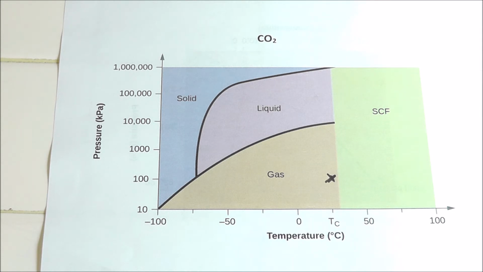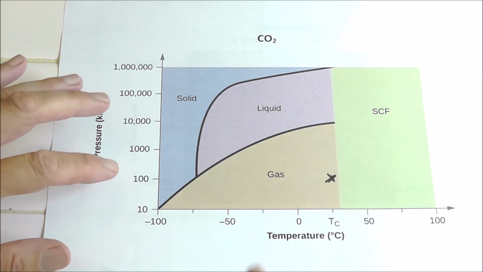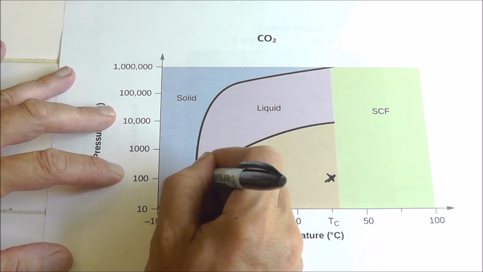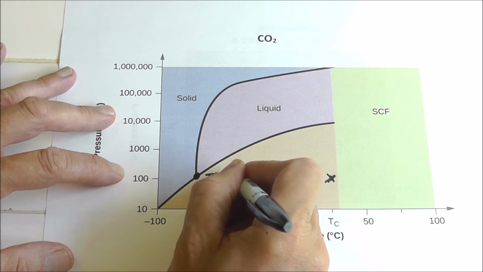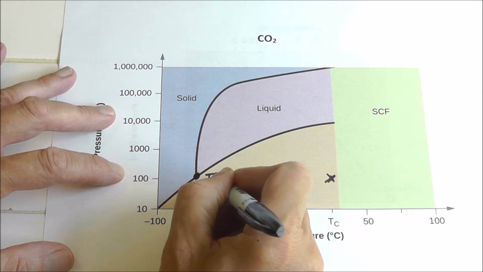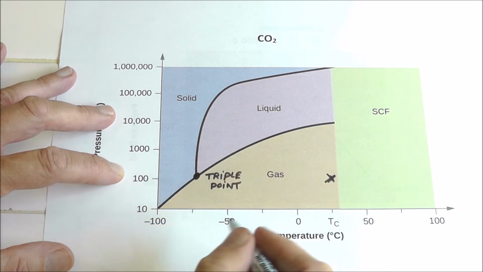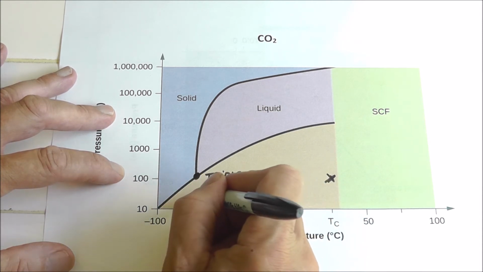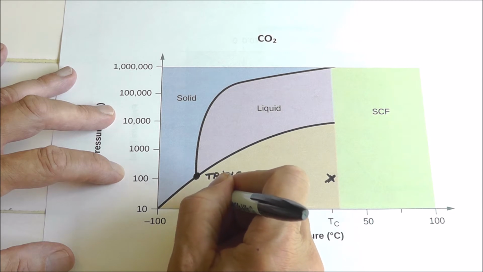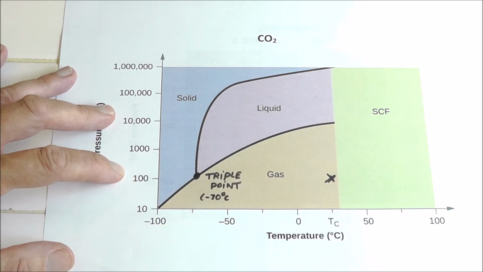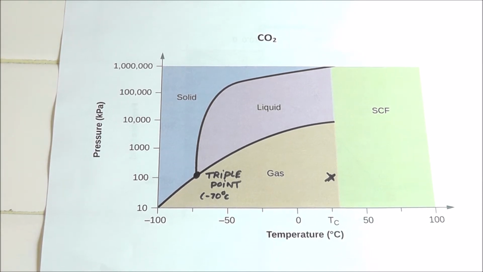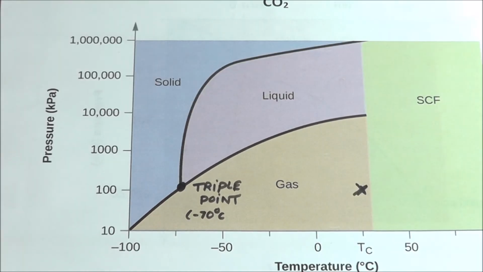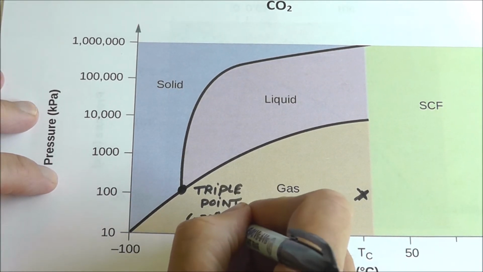A couple little things about phase diagrams. There is another cute little reference point called the triple point. If you take the intersection of solid, liquid, gas, that is called the triple point. That is going to be a temperature and pressure. I'll do the best I can. We'll call this minus 70 degrees C. And then the pressure, we'll call that about room pressure, about 100 kilopascals.